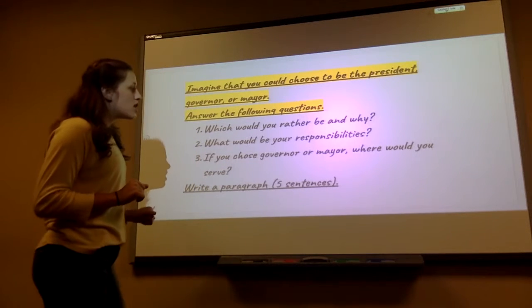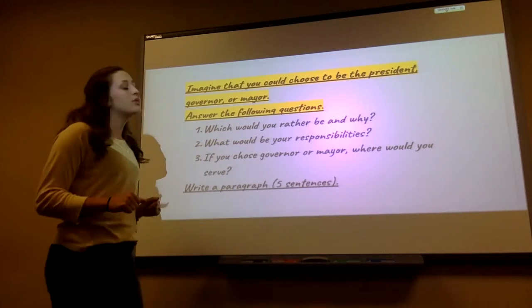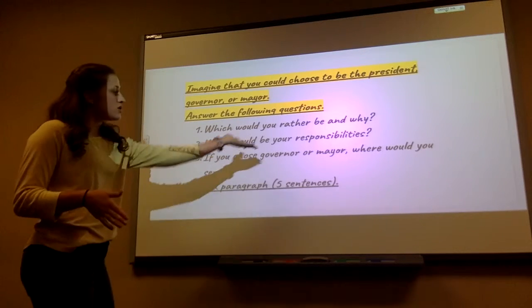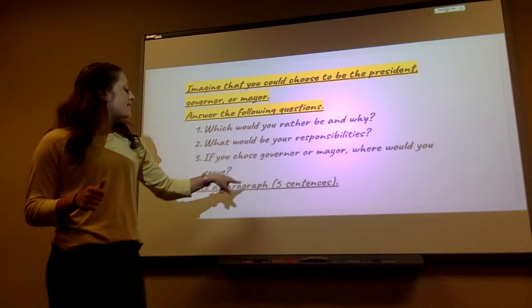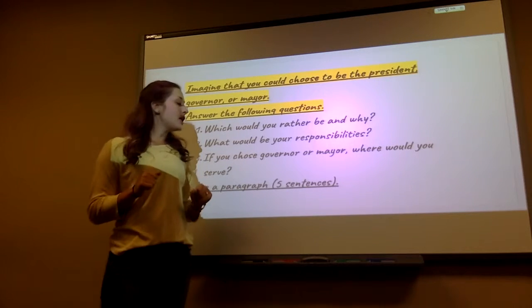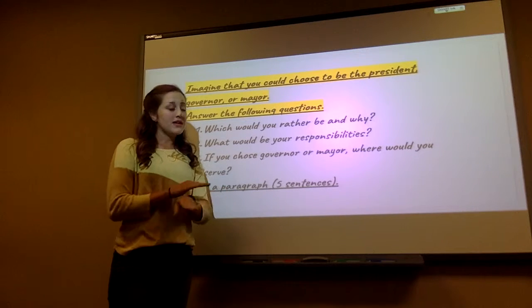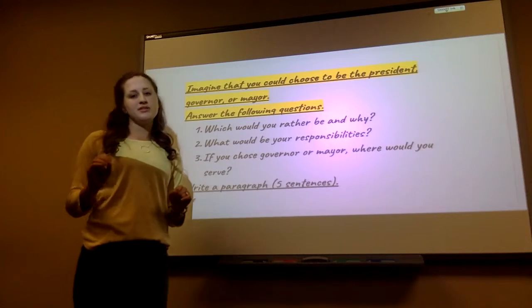If you chose, so this is specific for the people who choose governor or mayor, you have to tell me where you would serve, what state, what city. So if you choose those 2, you have to answer that. If not, you don't. I want at least a paragraph for this, so keep that in mind. A paragraph, remember, is 5 sentences, no less. That's not full credit if you do less than 5. And for this assignment, we're going to say no more than 7 sentences.